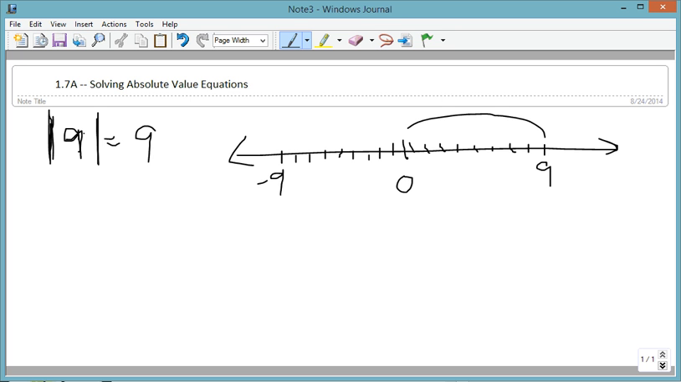Negative 9 is also 9 away, so the absolute value of negative 9 is equal to 9. Absolute value is a distance from 0, so that means it's always a positive number.